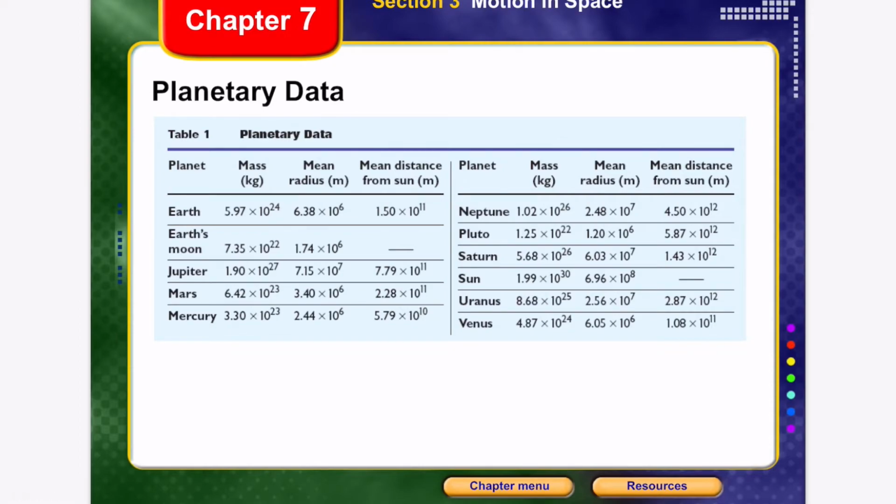So based on the calculations from Kepler's laws, we can use Newton's law of gravitation and Kepler's laws to calculate the planetary data as shown below. This is the planetary data for all the planets in our solar system, with the mean distance, mean radius, and the mass of each planetary object.